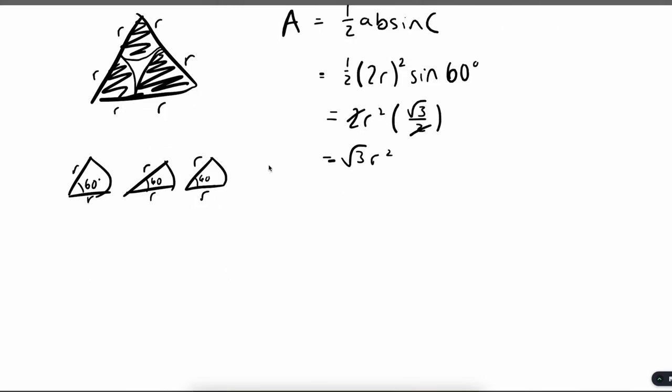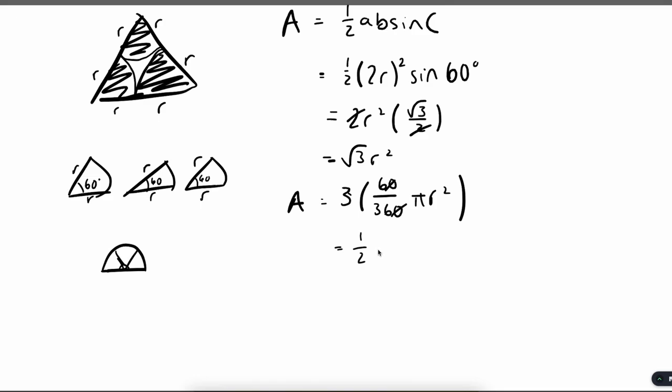So we can just do area is equal to 3 lots of the same exact sector, which is going to be 60 over 360 times pi r squared. Also, you can do it as a semicircle, because the 60s add to 180, which of course makes a straight line, which makes a semicircle. So 3 lots of 6 over 36, that's 1/6, so that's going to be a half. And then pi r squared, that's going to be our area for the 3 sectors.